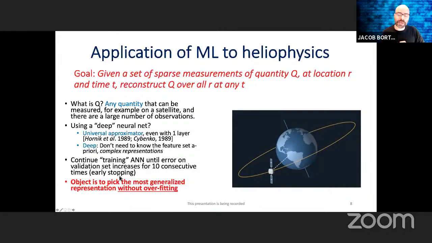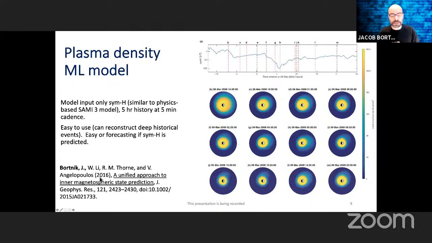We train the neural network, and the whole idea here is that it needs to be able to replicate the dynamics of data that it has not seen before. It needs to be very generalizable, right? The objective is to pick the most generalized representation of our data without overfitting. So that's the basic idea. And out of this came a 2016 paper called A Unified Approach to Inner Magnetospheric State Prediction, where I did exactly what I just described.